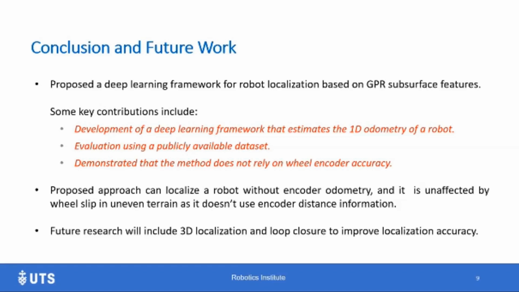And in the future, we will include 3D localization using GPR to determine the robot's 3D position, and we will also be using loop closure techniques to improve the localization accuracy.